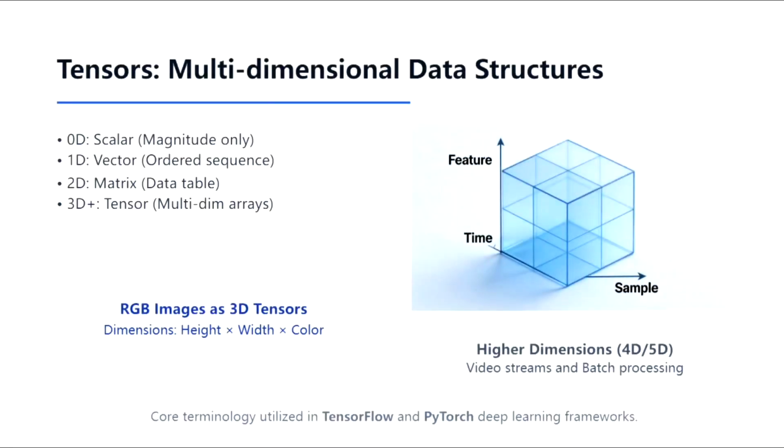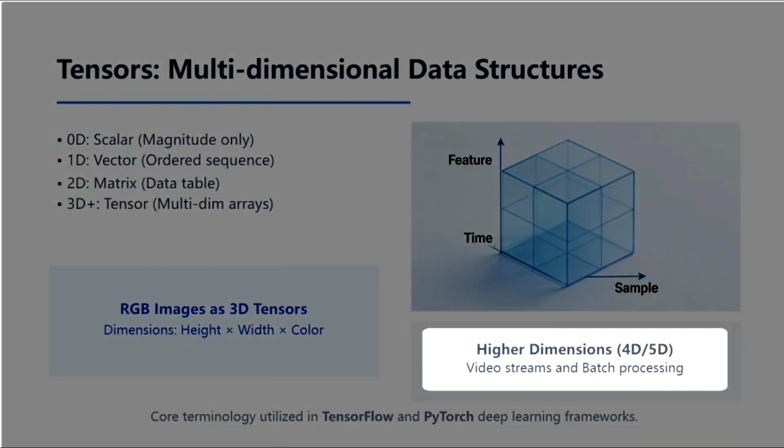Take a standard RGB image as an example. It isn't just height and width. It has 3 layers of color: red, green, and blue. This makes it a 3D tensor. When we perform operations, we aren't just moving across a grid, but through the depth of these color channels.